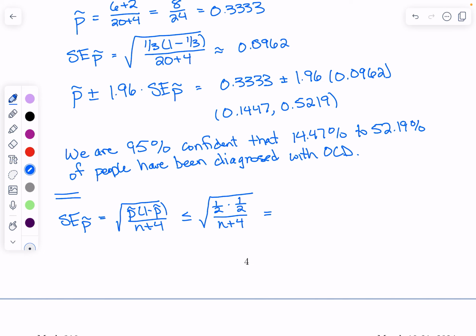So if we work this out, we'll get 1/2 times the square root of 1 over n plus 4. Sometimes when people don't feel good about their estimates of p tilde, they will say that the standard error is 1/2 times the square root of 1 over n plus 4, because that's the biggest that the standard error could possibly be. I found that when looking at political polls, this is exactly what they end up using for standard error. So instead of plugging in for p tilde, they estimate it to be 1/2 so that the standard error is as big as it could possibly be.